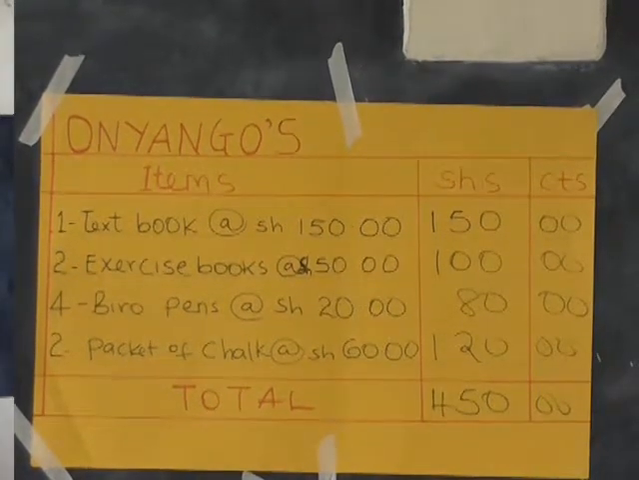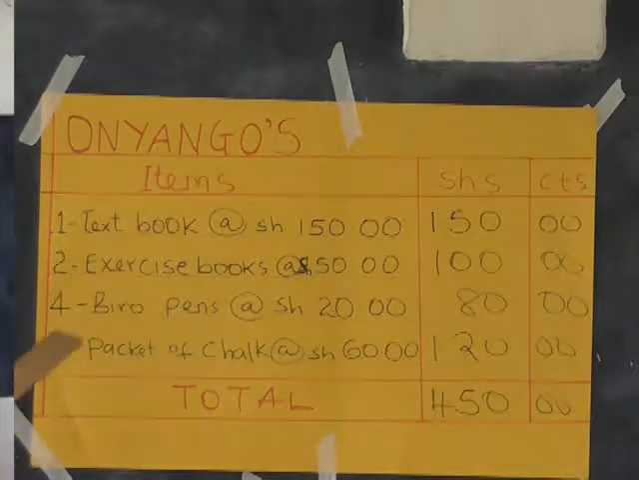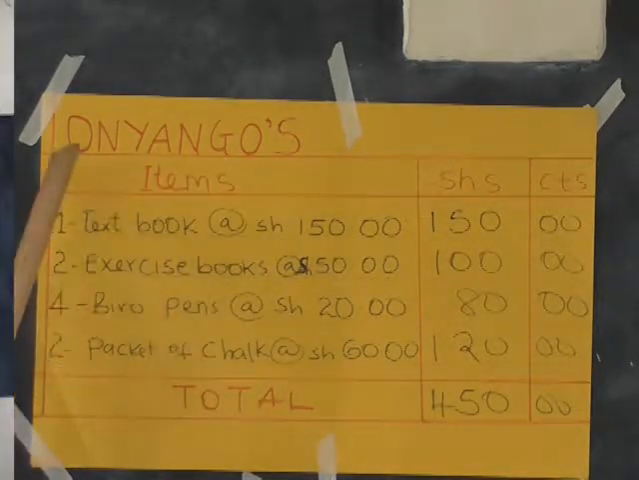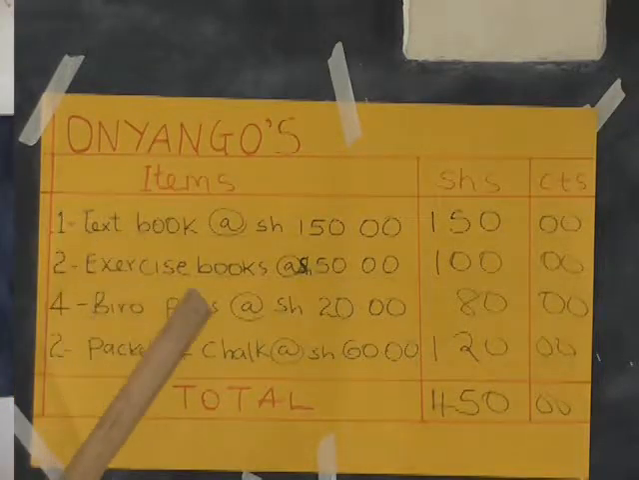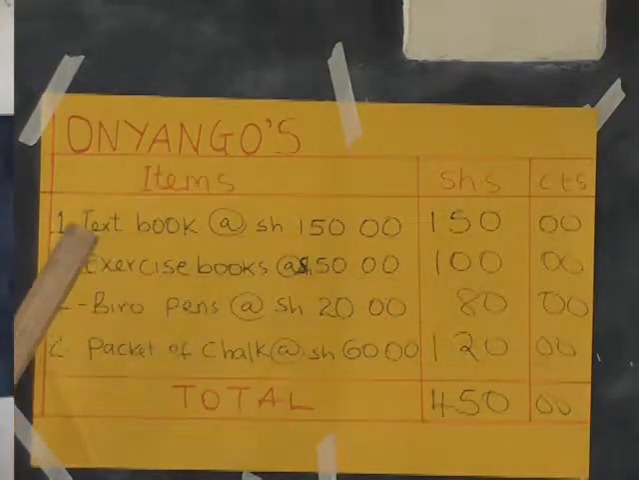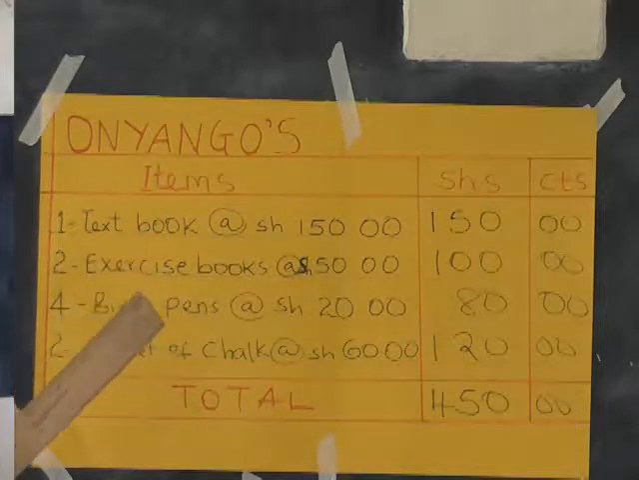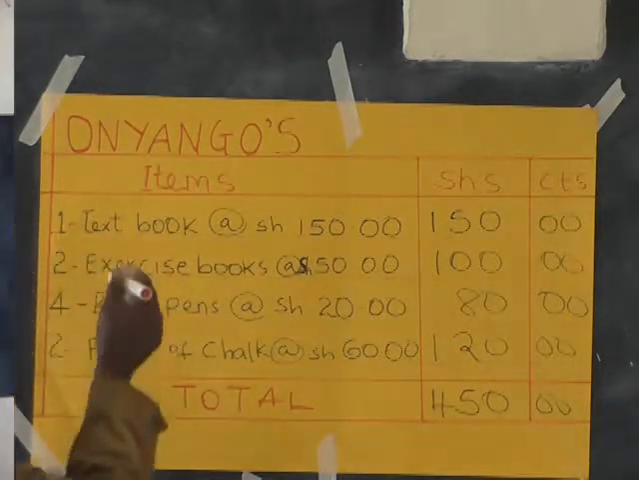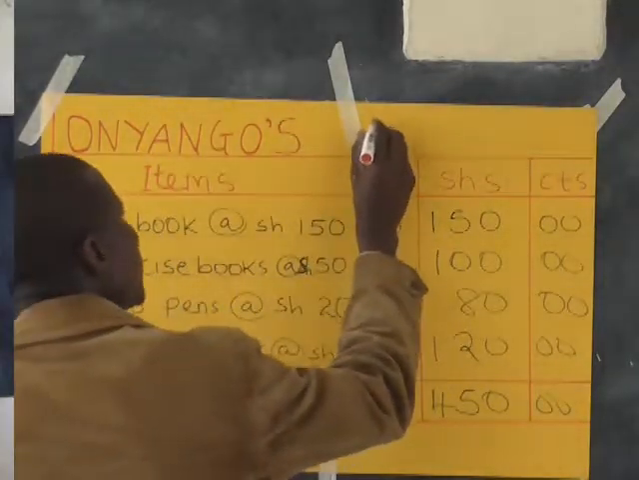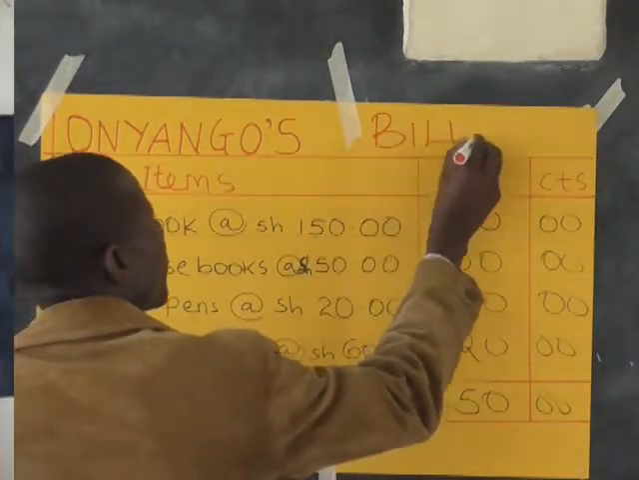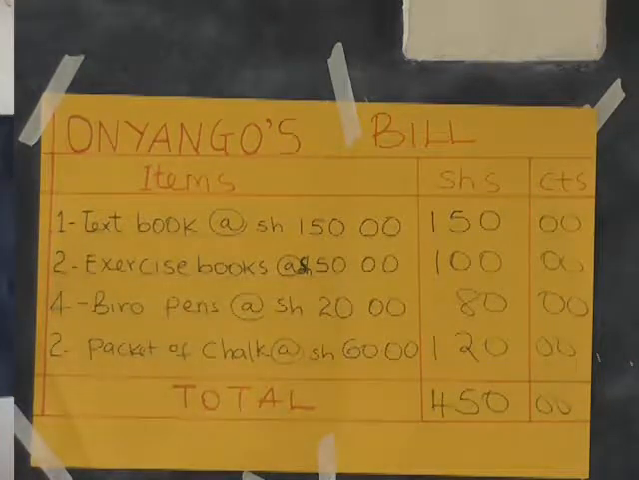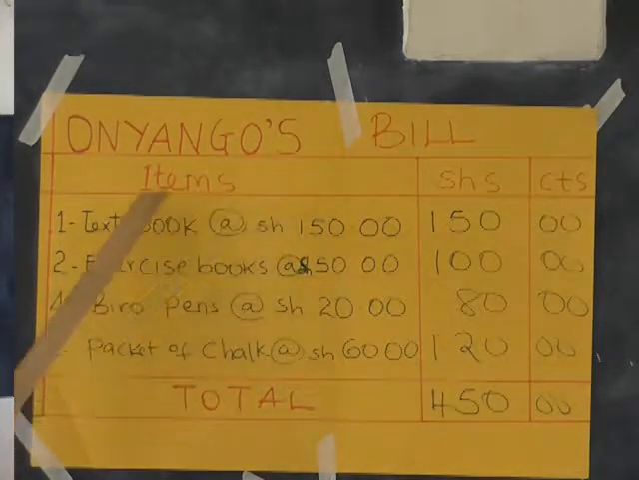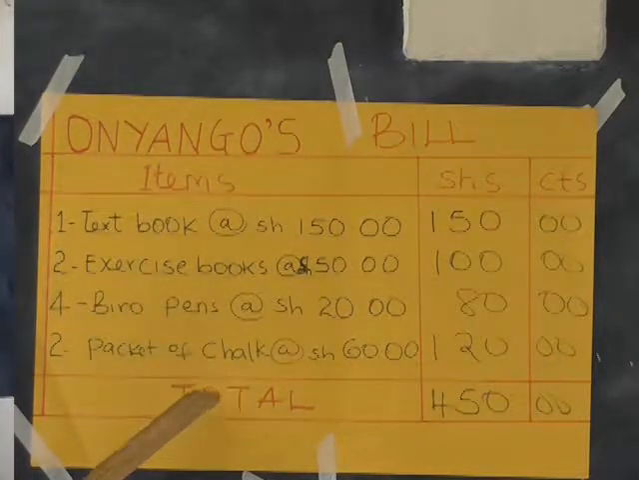No, that one is wrong. Somebody else? Yes. So what I've just prepared here is a bill. Because the person who was buying these items was Teacher Onyango, we can say this is Teacher Onyango's bill.